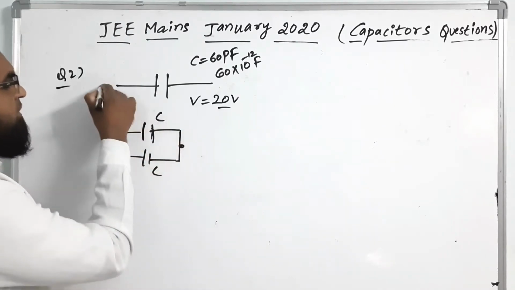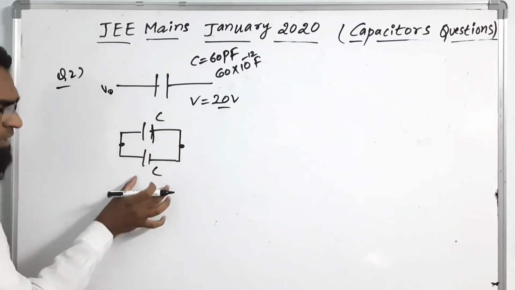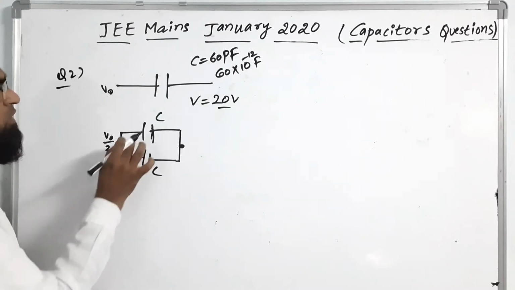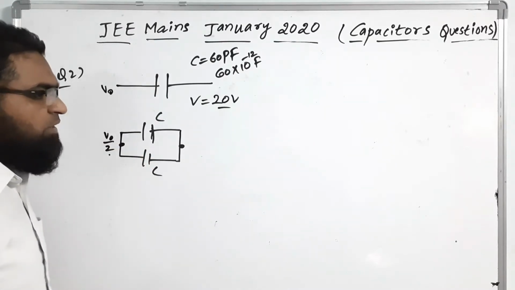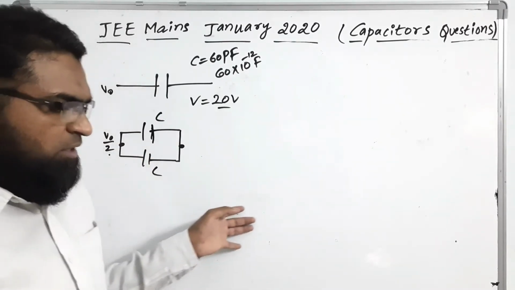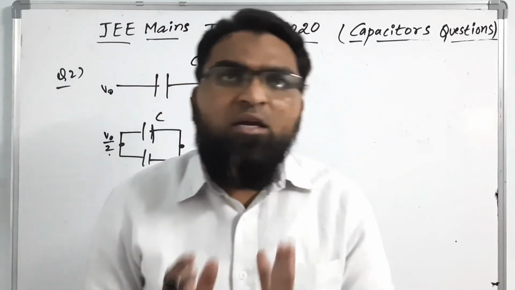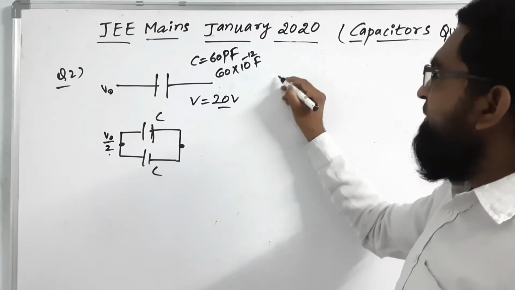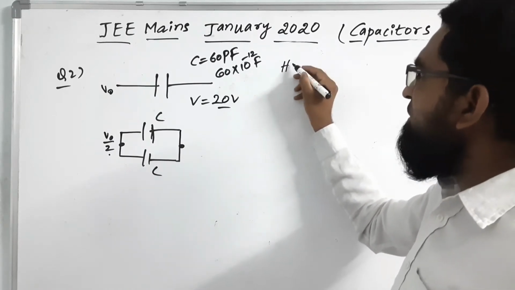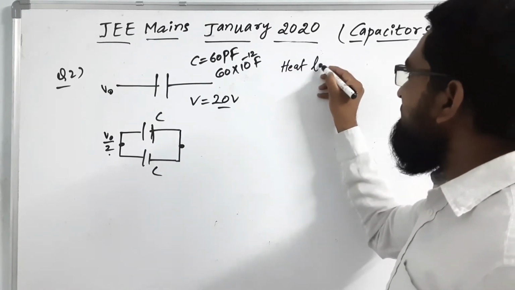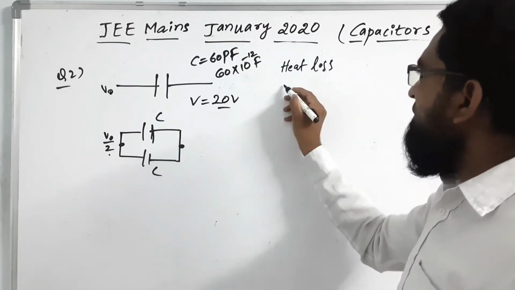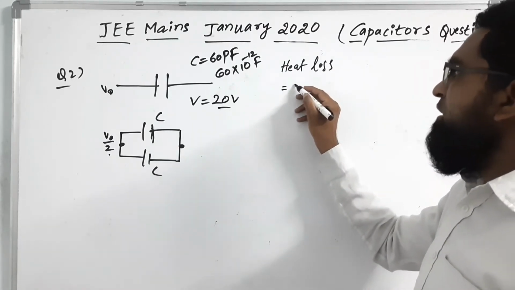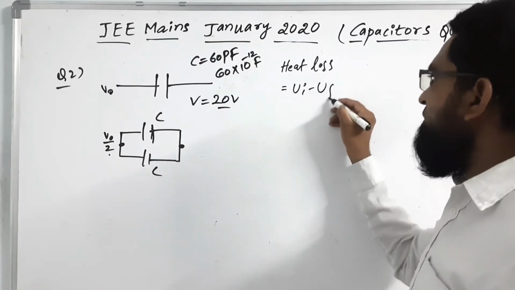So initially the voltage is V0. When I connect the same capacitor, the voltage is distributed: this is V0 by 2 and this is also V0 by 2. Here the distributed potential voltage equals V0 by 2. I hope you understood this one. Next, we know heat loss equals, one formula is there, heat loss equals Ui minus Uf.